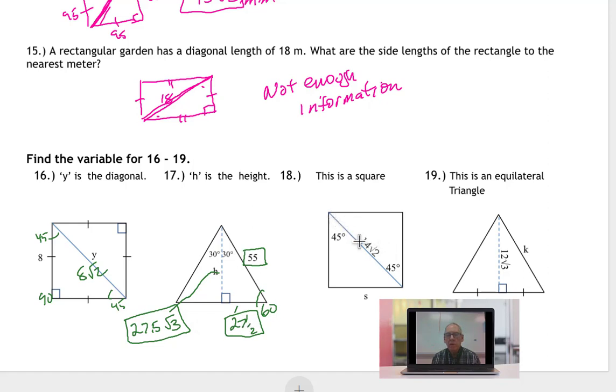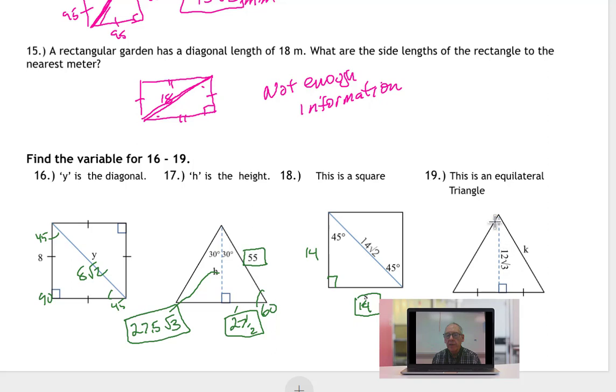Okay, here we have a square. Notice the square because it shows that this diagonal bisects the angle into two 45s. The hypotenuse of this 45, 45, 90 is 14 root 2. In a 45, 45, 90, the short side times root 2 makes the hypotenuse. So each one of these sides must be 14, and this is 14.